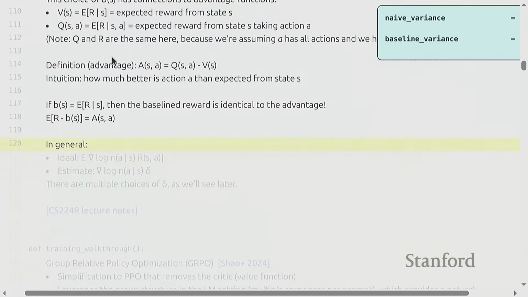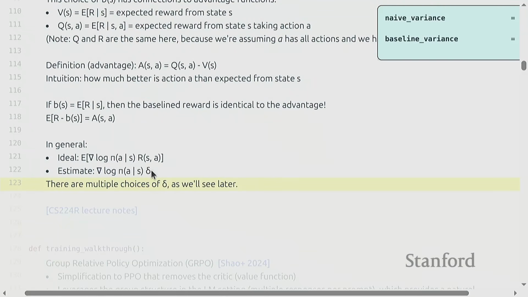baseline is doing. In general, we are probably going to deviate from that because we can't compute these expectations exactly, so we're going to do something else. In particular, I'm just going to let delta denote whatever thing we put into the estimate. All of the methods are going to basically take the gradient of the log policy times something that's going to be based on the reward.